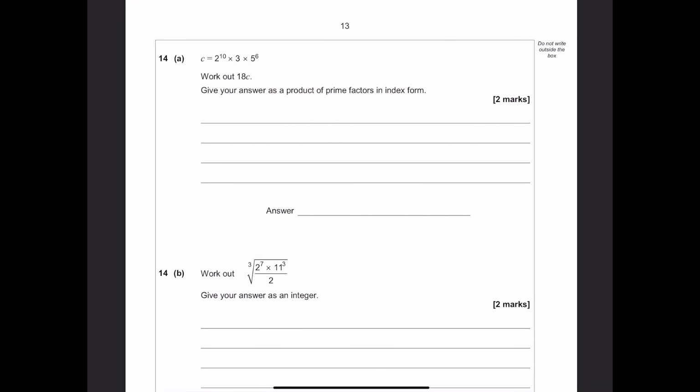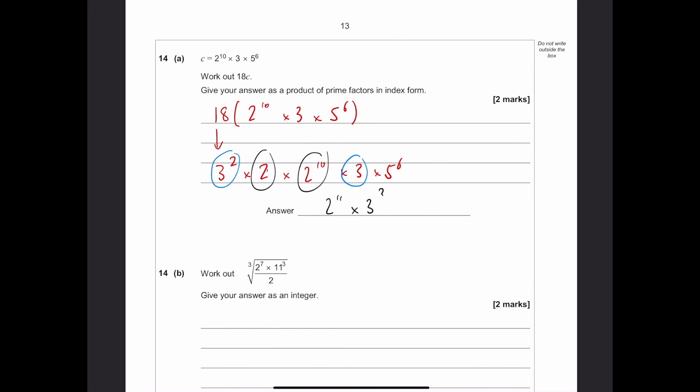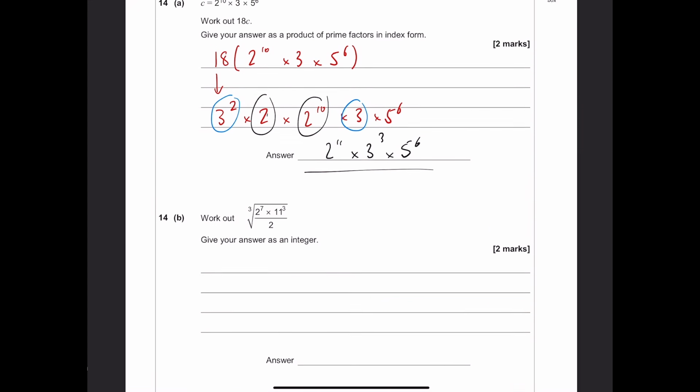Here it looks like we have some indices laws. We need to work out 18c. So straight away, 18c is going to be 18 lots of 2 to the 10 times 3 times 5 to the 6. 18 we can write as 3 squared times 2, and then it's going to be multiplied by 2 to the 10 times 3 times 5 to the 6. And then just by using our indices laws, we can collect up these respective terms, and our final answer will be 2 to the 11 times 3 cubed times 5 to the 6, and that will be our final answer.